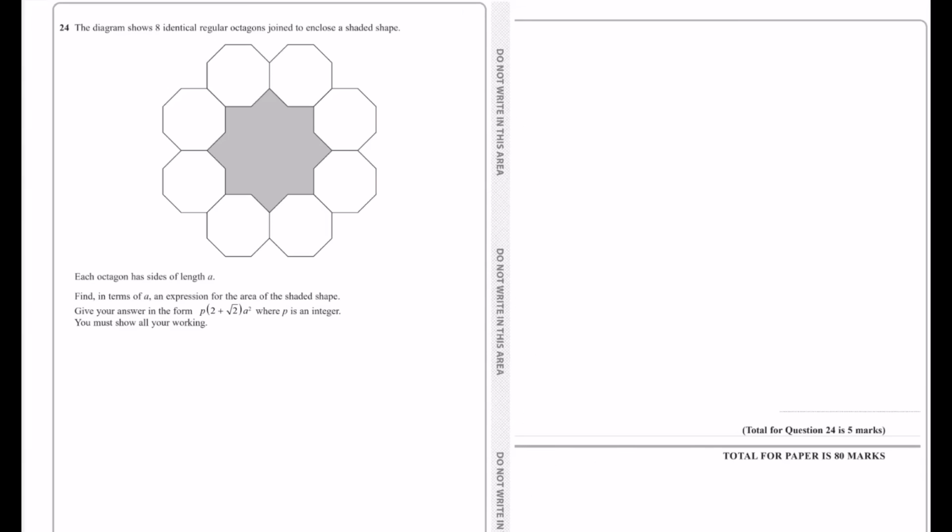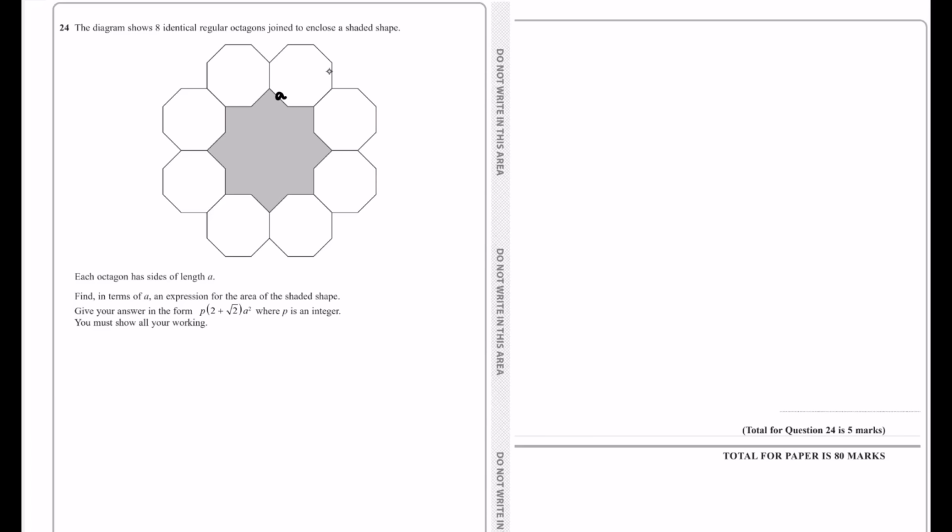And question 24. We've got eight identical regular octagons joined to enclose a shaded shape. Each octagon has a side length A. And we need to find an expression for the area of the shaded shape. Give your answer in the form P times 2 plus root 2 a squared, where P is an integer. You must show all your working.